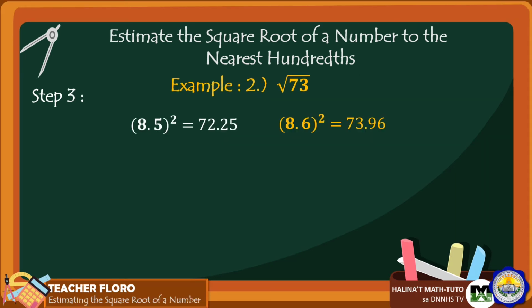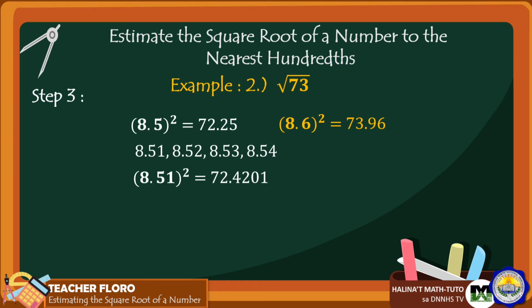Step 3. We know that the value of 73 is closer to 72.25 than 73.96. So, the square root of 73 must be closer to 8.5. Let us try 8.51, 8.52, 8.53, and 8.54.